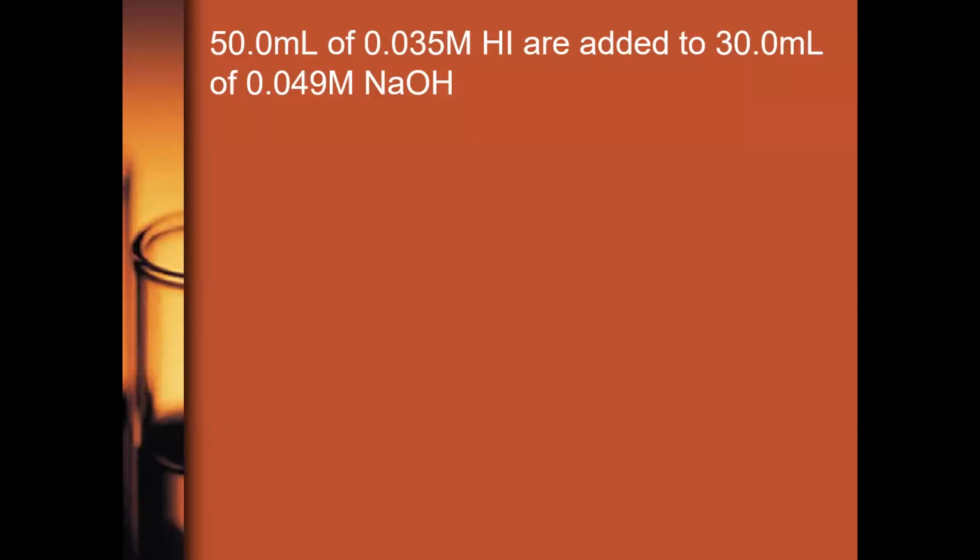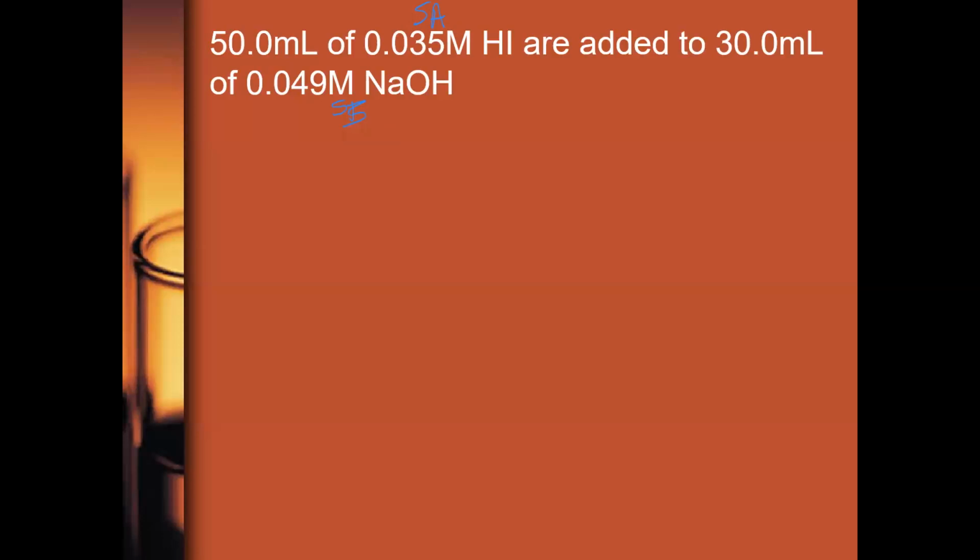All right, so let's look at, on the flip side, what happens when we are dealing with opposite solutions where we have an acid and a base. So here it says we have 50 milliliters of a 0.035 molar hydrogen iodide or hydroiodic acid that is added to 30 milliliters of a 0.049 molar sodium hydroxide. So here we do have a strong acid and a strong base. So this is one of those neutralizations.